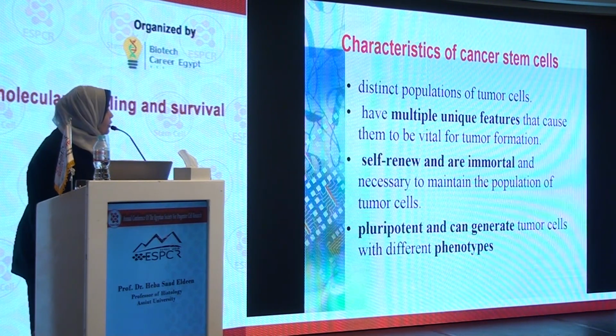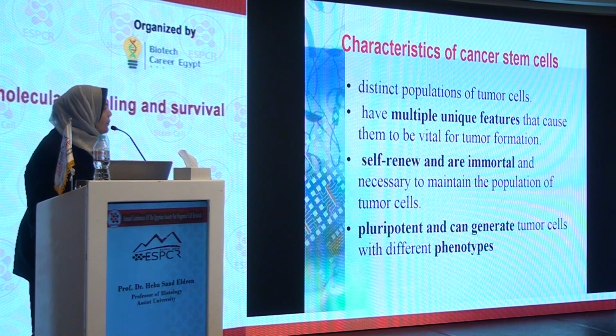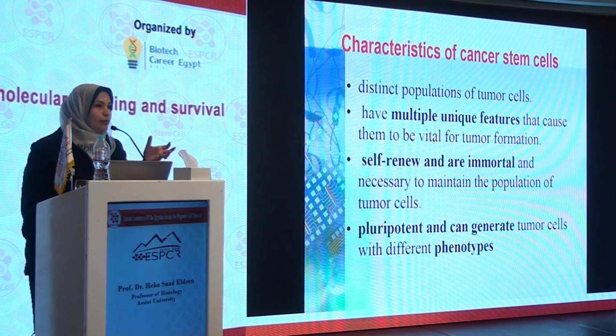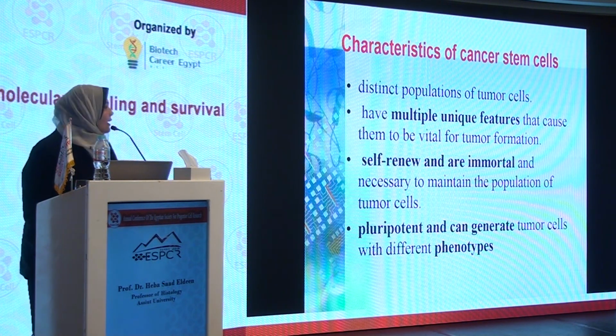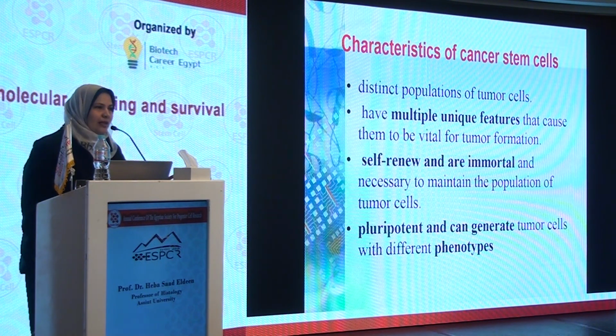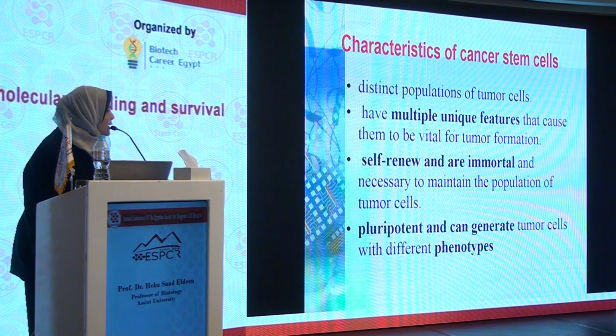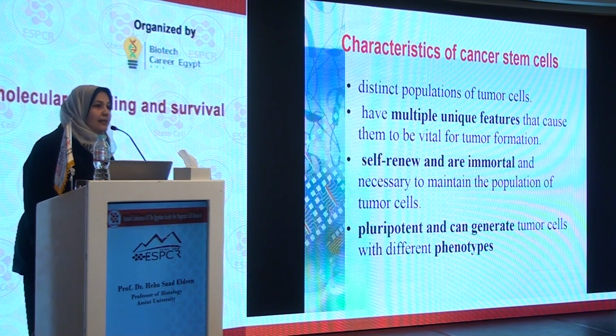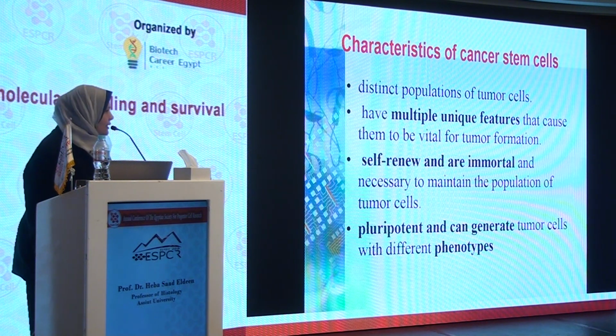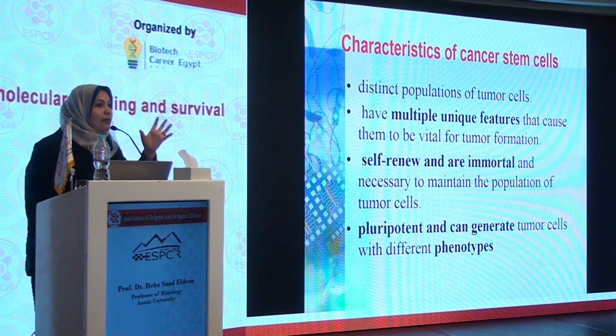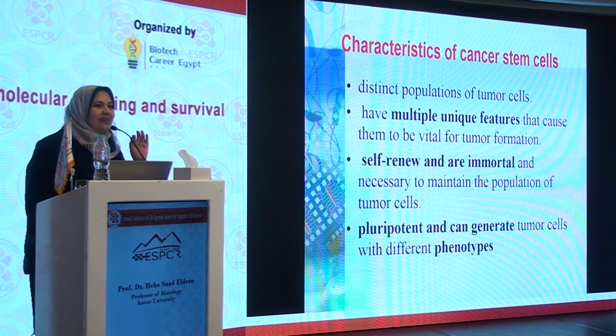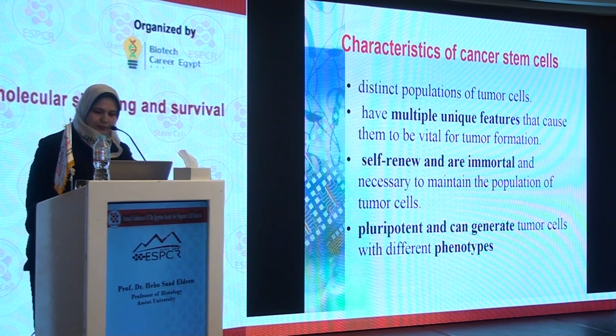The characters of cancer stem cell: it's considered a distinct population with multiple unique features that make them vital for tumor formation, as I said, tumorigenesis, and the capability of self-renewal, so they are immortal, what we call immortal cells, necessary to maintain the population of tumor cells. Again, it has a pluripotent capability. That means it can generate a lot of tumor cells with different phenotypes.